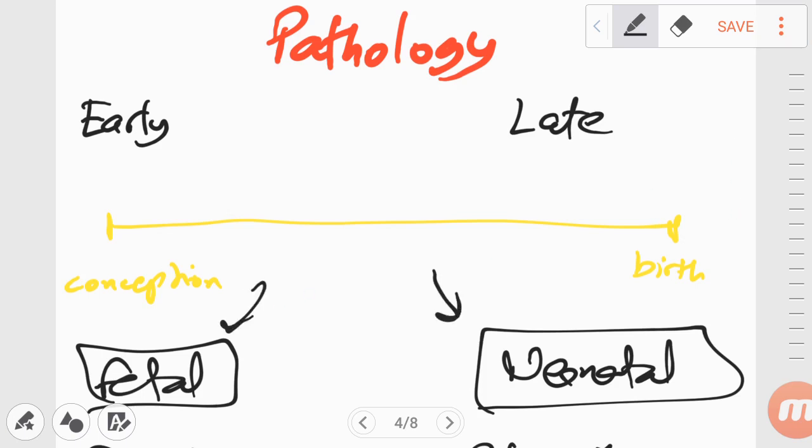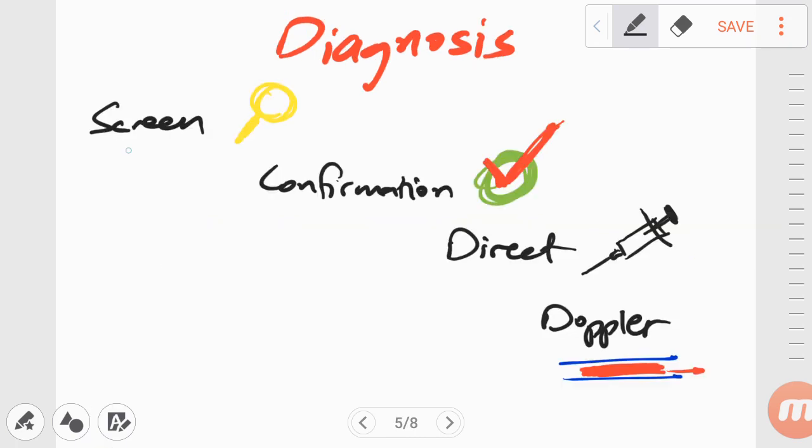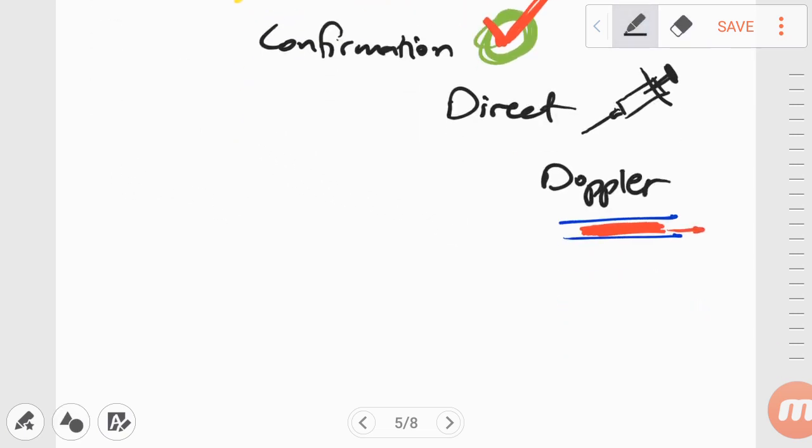The next thing that we have to discuss is diagnosis. In diagnosis, we'll be talking about four things. We'll be talking about how to screen for IUGR, how to confirm IUGR, what are some direct studies that we can do which are invasive to make sure that the child does have IUGR, and possibly investigations which can affect our management. And finally, the Doppler, which is an investigation of critical importance in this case, especially because our management and the patient's prognosis depend on the results of the Doppler. So we'll start off by talking about screening.